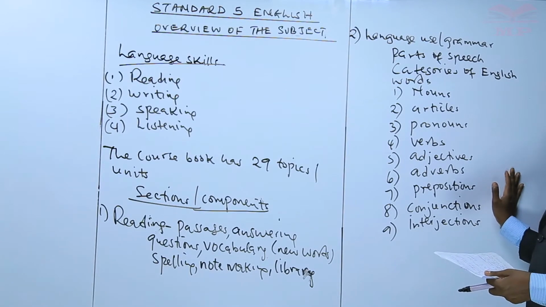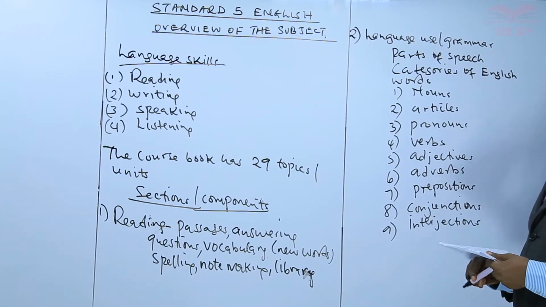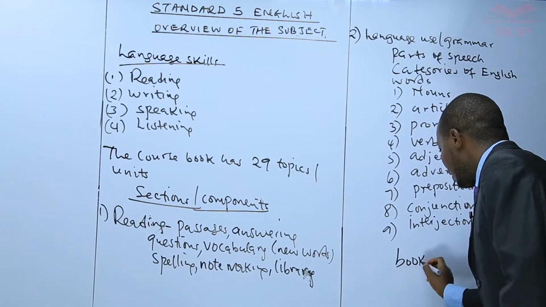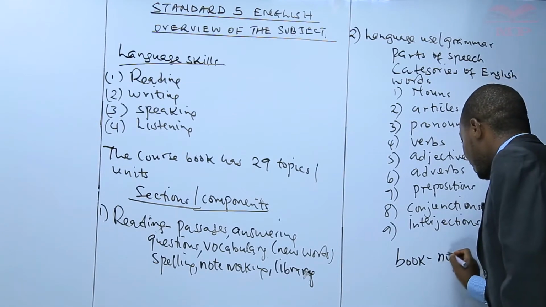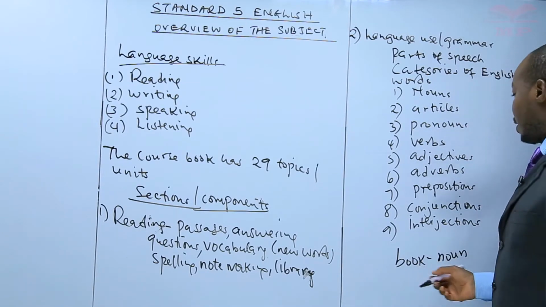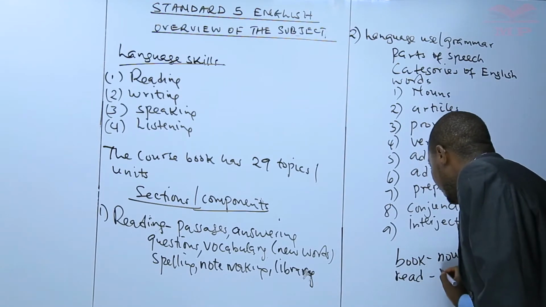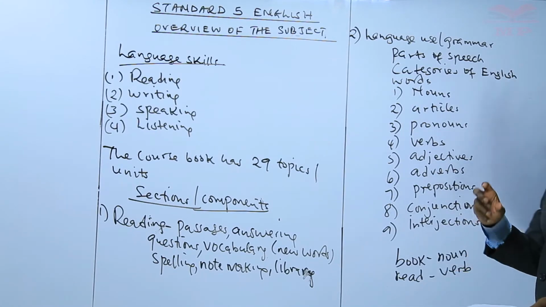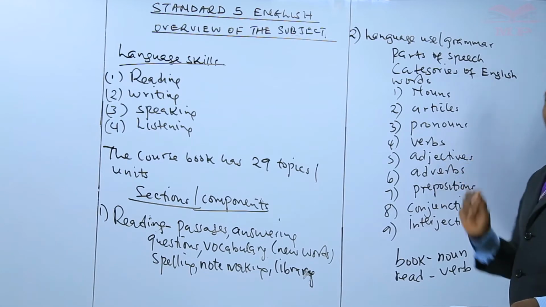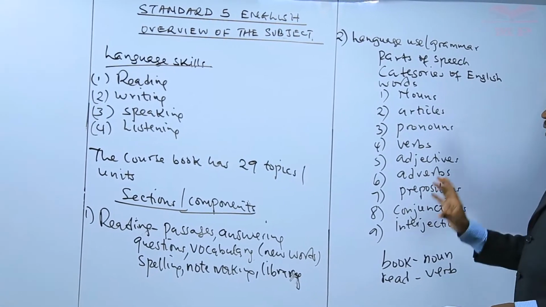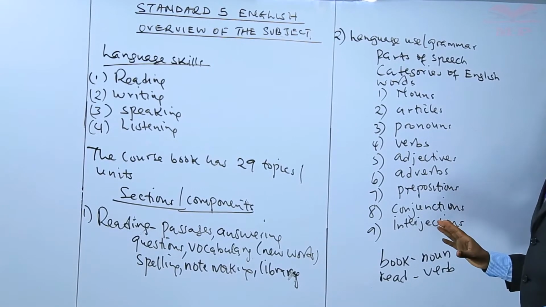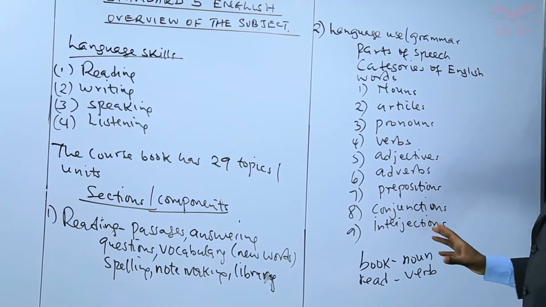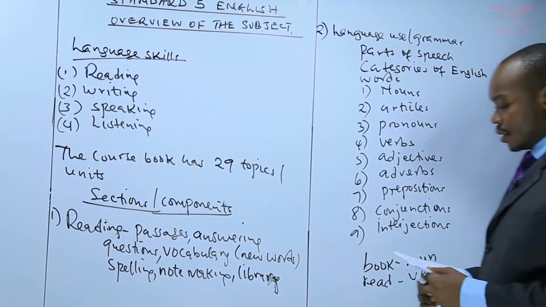We call them the parts of speech. For example, a word like book. Book falls under which category? It's a noun, okay? A word like read is a what? It's a verb. Because read is an action, something that you are doing. A book is something, it's an object. So that is a noun. So my dear learner, we are going to study this in some details as we go along, all right?